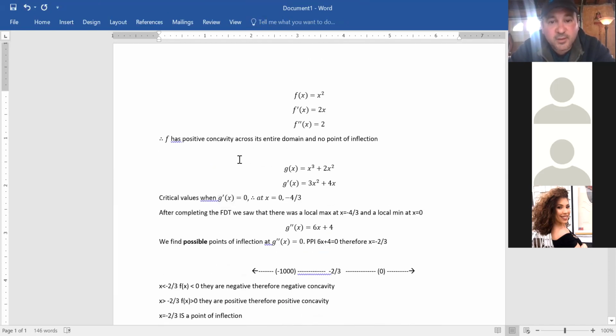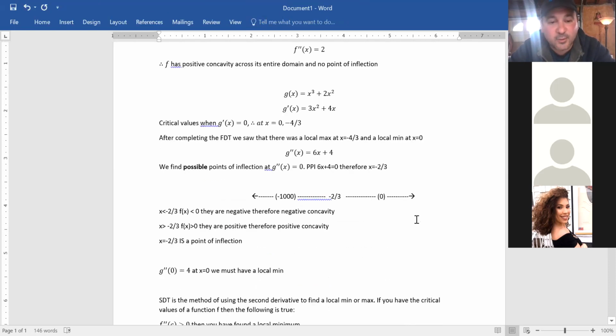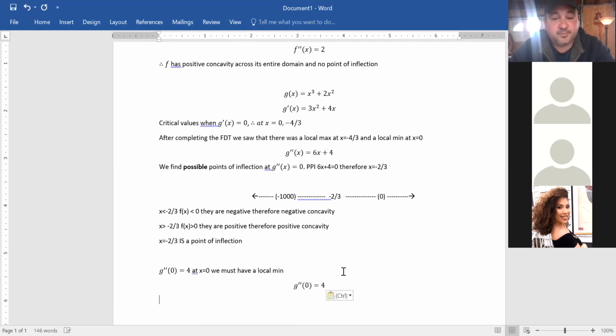Up here, do we get a concavity? So local max at -4/3, local min at x equals 0. Yeah, local min confirms what we already know. I'm going to plug the other critical value in, -4/3.